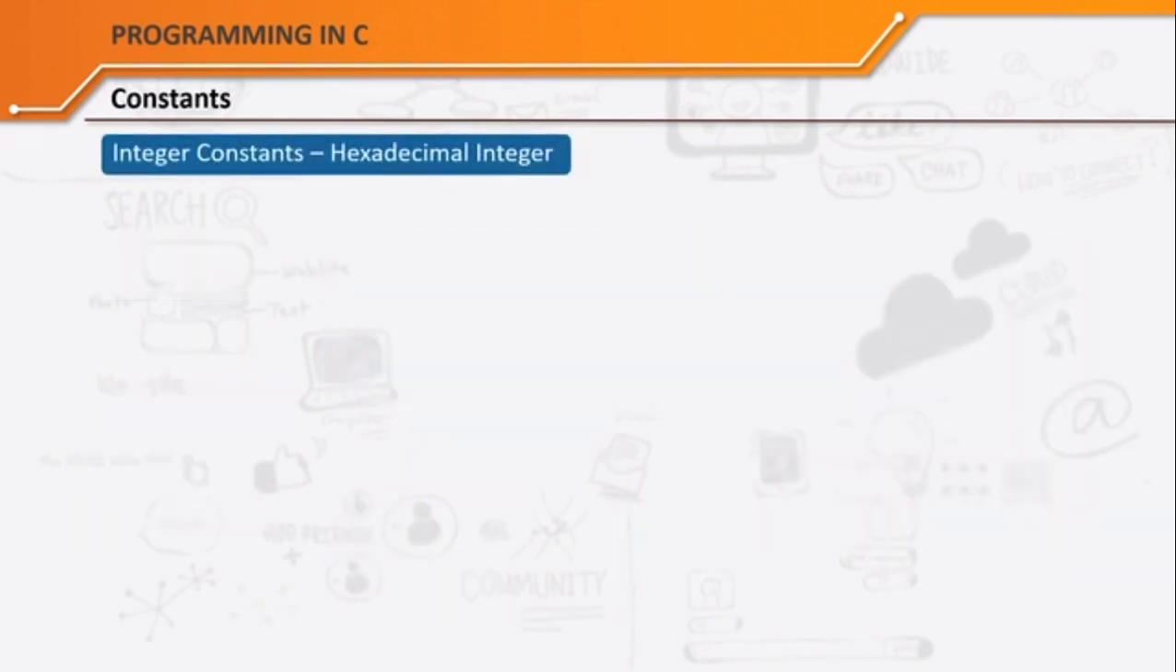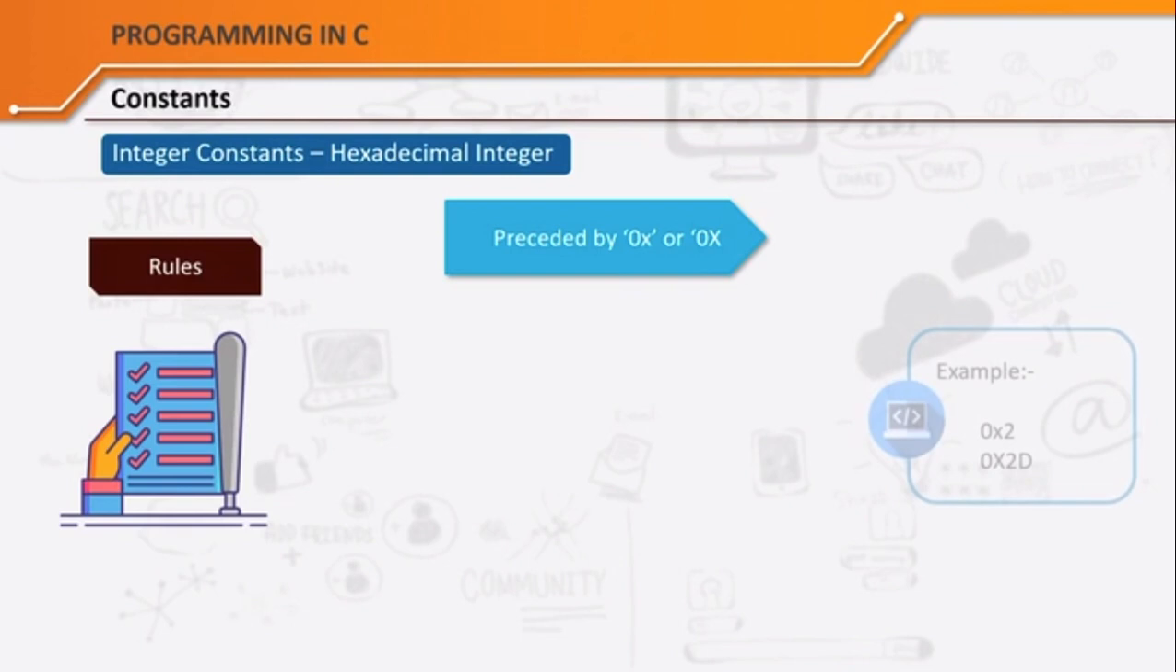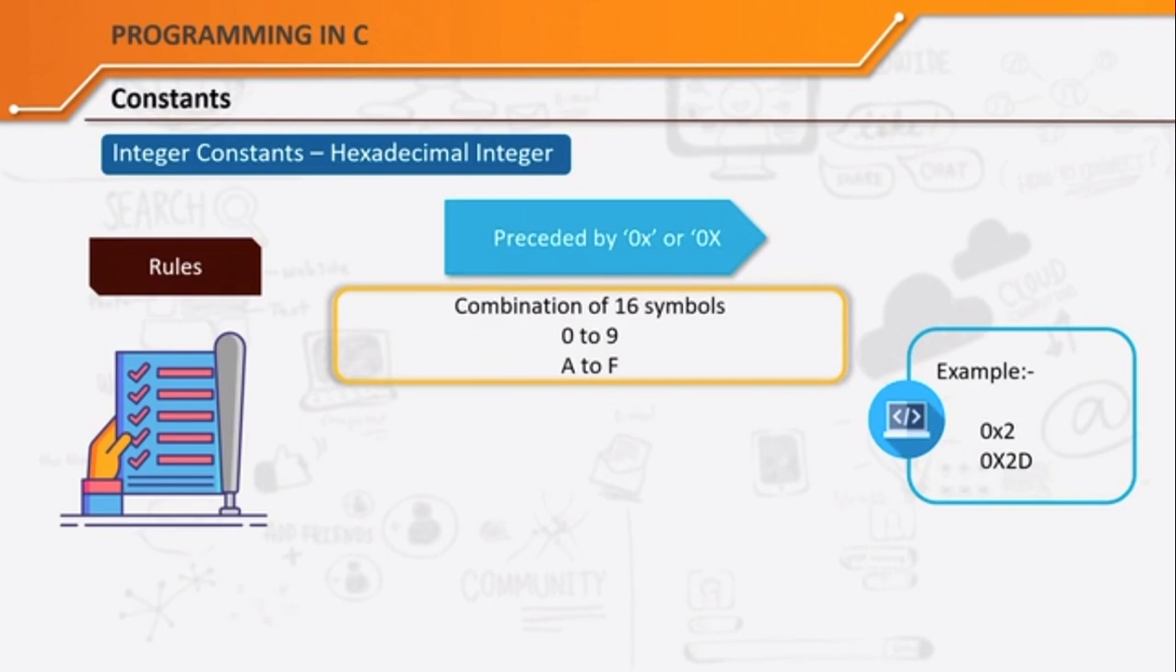A hexadecimal integer constant is preceded by 0 small x or 0 capital X, as shown in the example. A hexadecimal number is a combination of 16 different symbols.